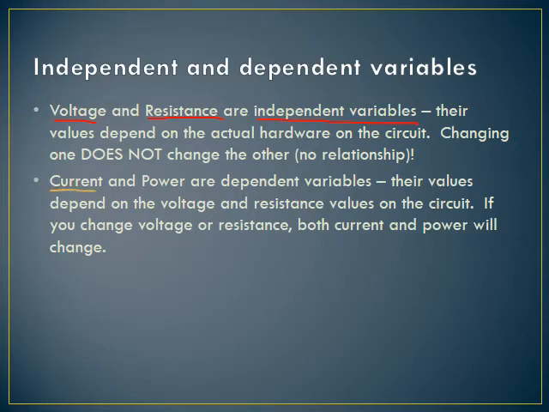Current and power, on the other hand, are what we call our dependent variables, because their values do depend on the voltage and resistance values that we have hardwired into the circuit. So if you change either the voltage or the resistance, or both, current and power are going to change. In the next few slides, we're going to come up with the equations for current and power based on the relationships between these variables that we have just covered.